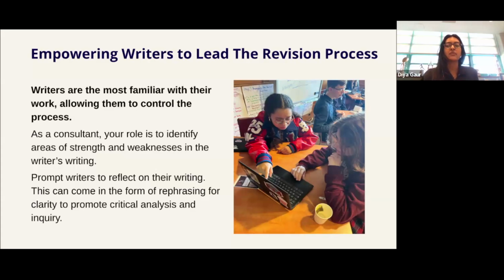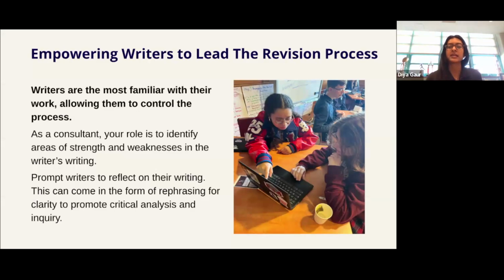We really believe that writers should always remain in control of their own work. And truly, no one knows their own thoughts, intentions, and voice better than they do. So that means our role as writing consultants is not to take over that writing process, but to guide them towards a deeper understanding of their writing.